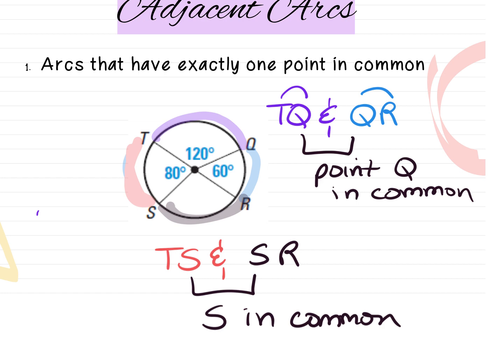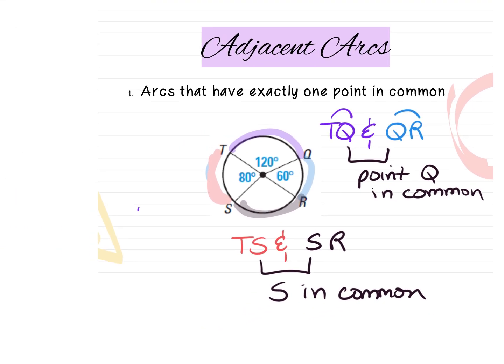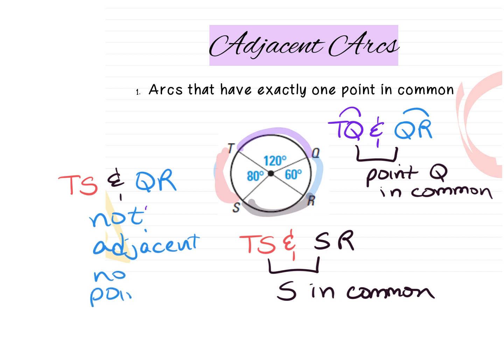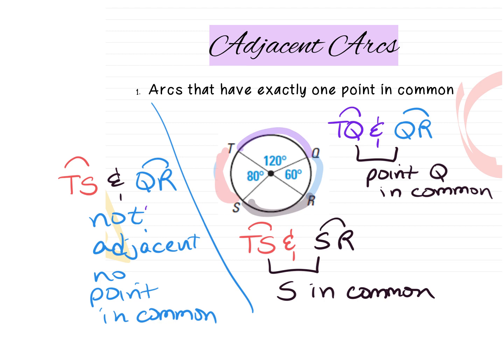Now, let me show an example that would not be adjacent arcs. So notice the red TS and the blue one straight across, the QR. These are not adjacent. They are not next to each other. And notice there is no point in common. So adjacent arcs need to have a point in common, and they need to be right next to each other. And again, remember the arc symbols on top of your capital letters.